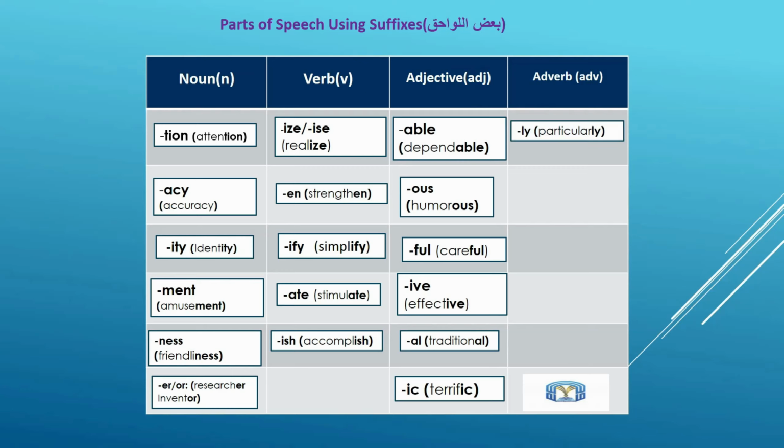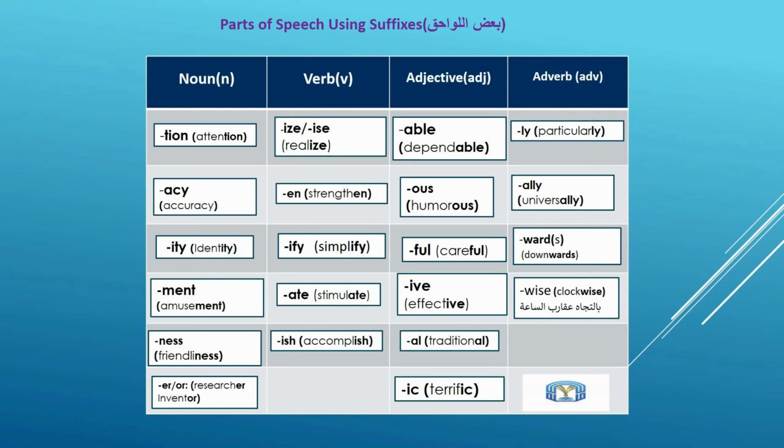So also for an adverb we have -ly, particularly; -ally, universally; -ward, downwards; -wise, clockwise, يعني باتجاه عقارب الساعة. These letters, suffixes, let us know that the word is an adverb.